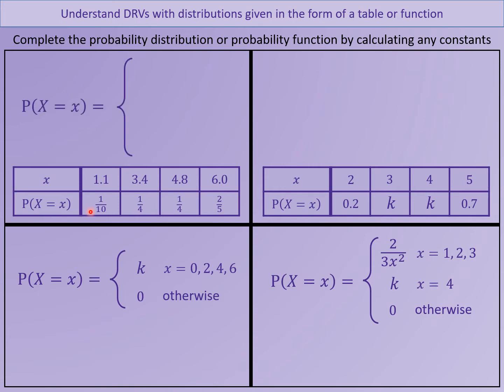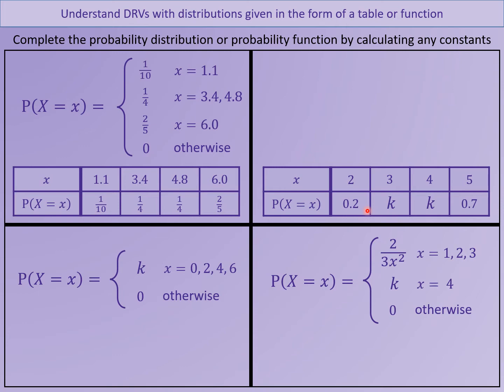Probability that X equals x is, and we need to list each of the probabilities, remembering that if there are 2 probabilities the same, we write those together on the same line. So first of all, the probability would be 1/10 if x was 1.1. It would be a quarter if x was either 3.4 or 4.8. It would be 2/5 when x is 6.0, and it would be 0 for any other value, so otherwise.